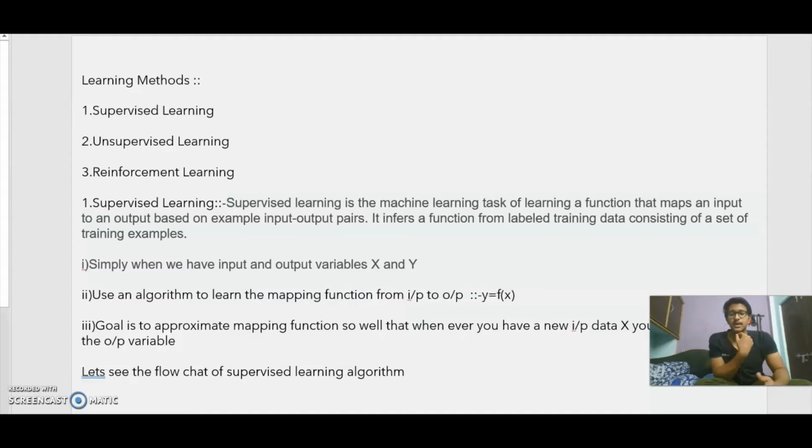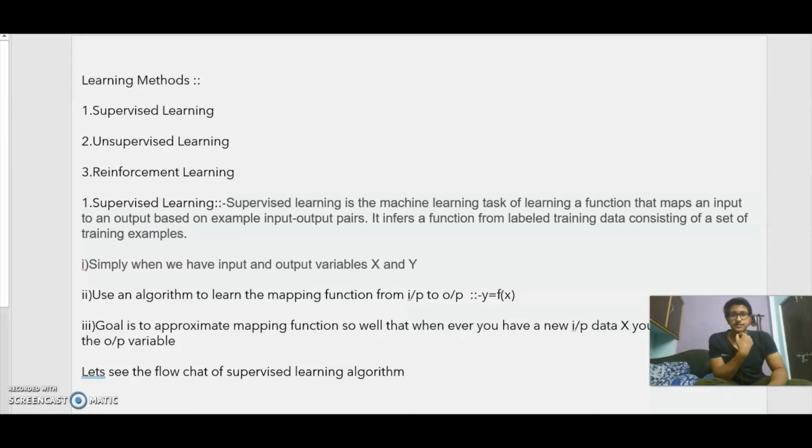We are going to use an algorithm to learn the mapping function from input to output, right? It means we are training the data. We are giving the learning information to the machine so that it can learn and predict and give us a predictable output. Our goal is to approximate the mapping function so well that whenever you have new input data x, you can predict the output variable y.